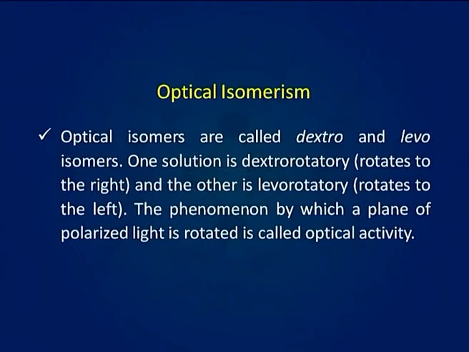Optical isomers are called dextro and levo isomers. One solution is dextrorotatory and the other is levorotatory. The dextrorotatory solution rotates the light towards the right and the levorotatory solution rotates the light towards the left, and the phenomenon by which a plane of polarized light is rotated is called optical activity.